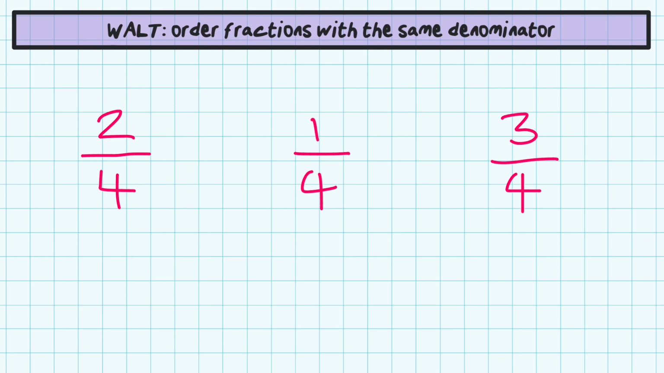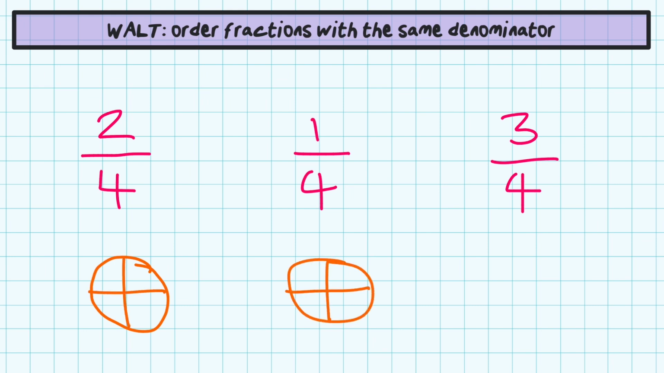Okay, so here we have 3 different fractions, and they all have the same denominator, so they all have the same number on the bottom. We have quarters here, or fourths. We've got 2/4, 1/4, and 3/4. Now, really important when we do fractions that you can visualize what they look like before we start ordering them. So we know we all have quarters, so we all have 4 pieces total in each cake.